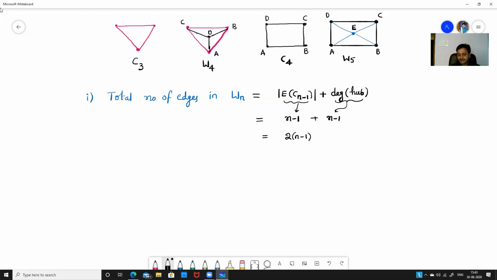Total number of edges in Wn is equal to the number of edges in Cn minus 1 plus the degree of the hub. The number of edges in Cn minus 1 is n minus 1 and the degree of the hub is n minus 1. So therefore, 2 times (n minus 1).